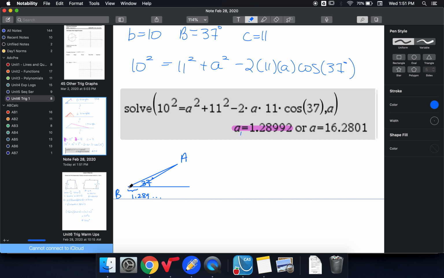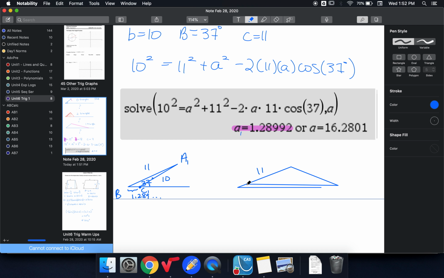So across from angle B is side B, which is 10, and side C. Now this is my first position of C. That's my first possible angle for A. Well, it can also look like when A swings out the other way. Same angle measure, same 11, but now my 10 is going to come out here.